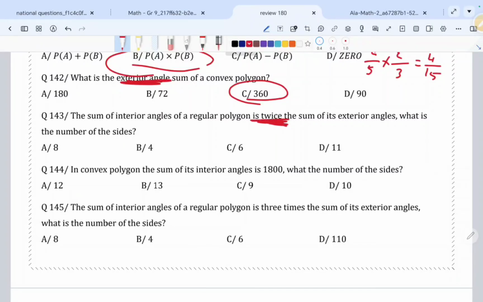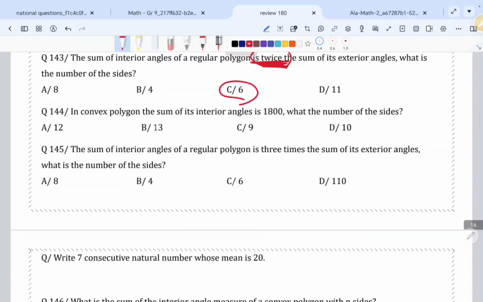If they say equal, it will be 4 sides. If they say twice, it will be 6 sides. If they say 3 times, it will be octagon, 8 sides. If they say 4 times, it will be 10, decagon. If they ask about 1/8, it will be 18 sides. Okay, now we have twice, so it's equal to 6.